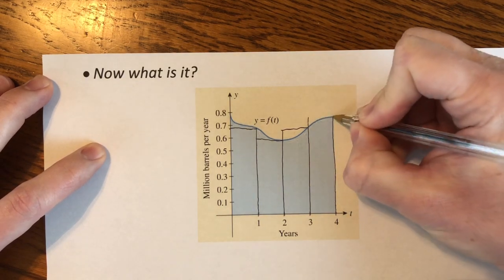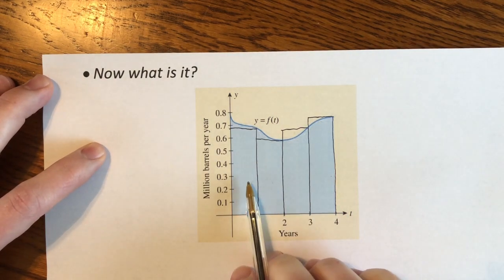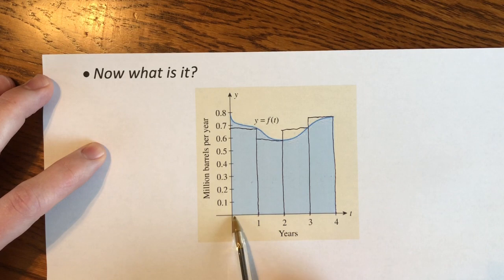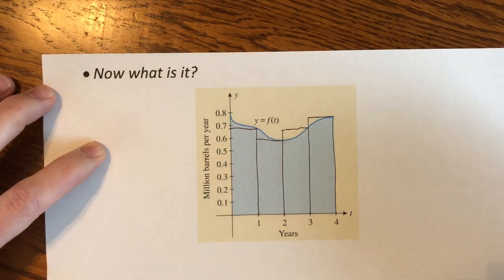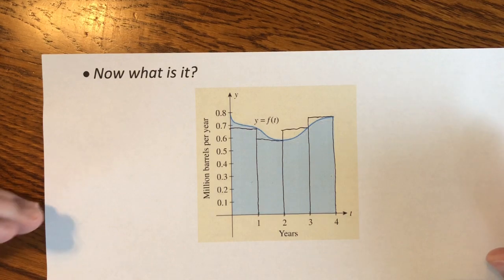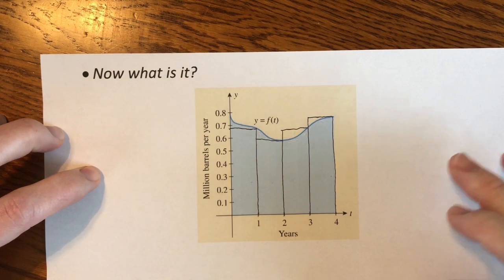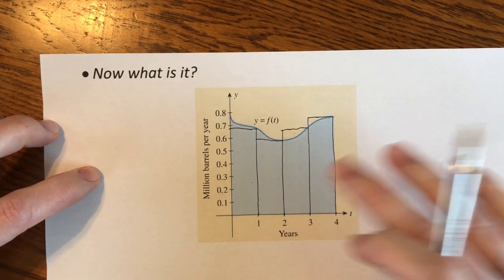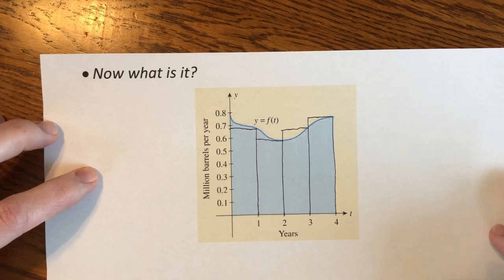And then, because we have 4 rectangles, we could determine the area of each of these rectangles because we know that the width is 1 unit for each one. And then we could approximate the height and ultimately come up with a good approximation. Maybe not a good approximation, but an approximation of the total number of barrels of oil based on this graph. But what we want to do is come up with a way that's going to make it very, very precise.